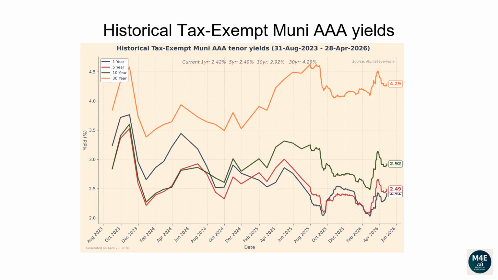This line plot and the next plot show how each tenor of the Muni yield curve has changed over time. From the 31st of August 2023 to the 28th of April 2026, the 1-year yield has dropped from 3.24 to 2.42. The 5-year yield has dropped from 2.85 to 2.49. The 10-year yield has increased from 2.84 to 2.92. The 30-year yield has increased from 3.85 to 4.29.